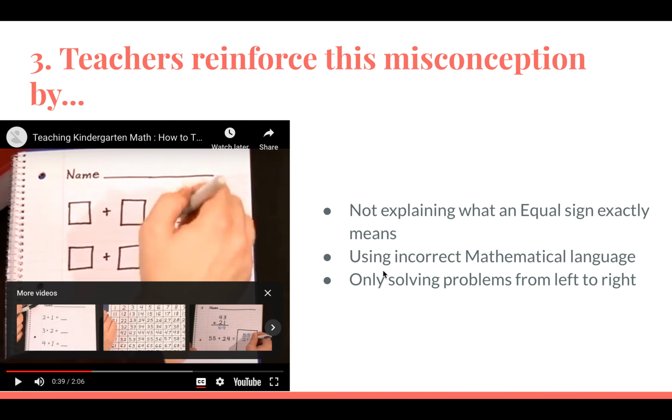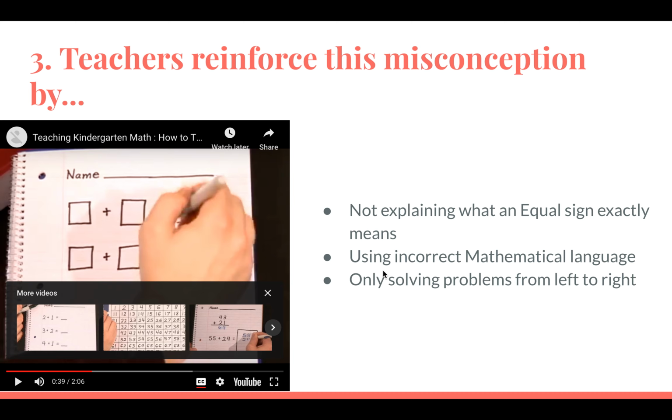See, in that video, the teacher is using incorrect mathematical language, saying the box plus the box equals the answer, when that's just furthering the misconception that the equal sign means the answer, rather than equal in the sense of a sum.